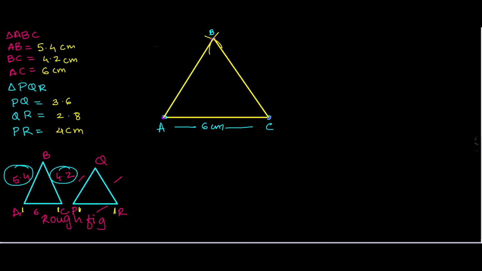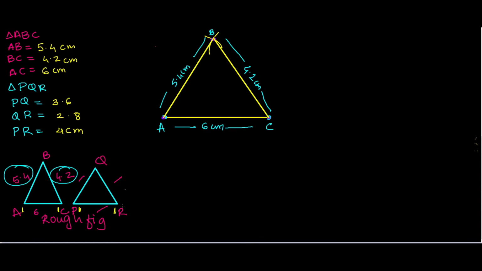You just have to write now the measurements. So AB is 5.4 centimeter. You can use your geometry box for this. BC you have 4.2 centimeter. So this measurement writing is necessary.